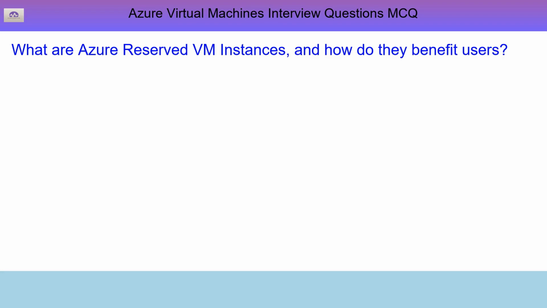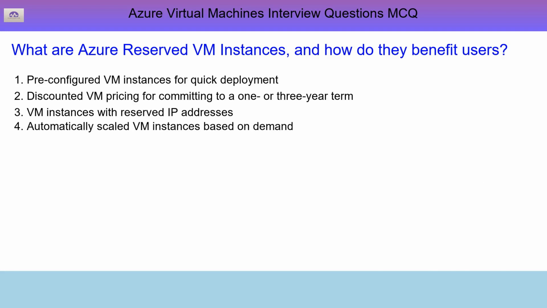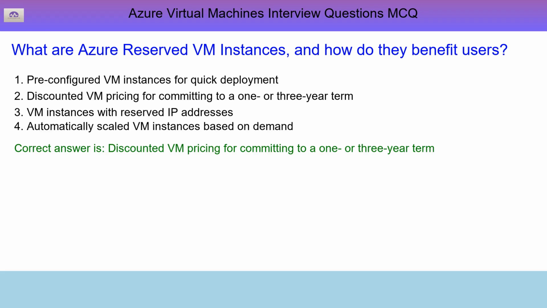What are Azure reserved VM instances, and how do they benefit users? Here are your options. 1. Pre-configured VM instances for quick deployment. 2. Discounted VM pricing for committing to a 1 or 3-year term. 3. VM instances with reserved IP addresses. 4. Automatically scaled VM instances based on demand. The correct answer is discounted VM pricing for committing to a 1 or 3-year term.